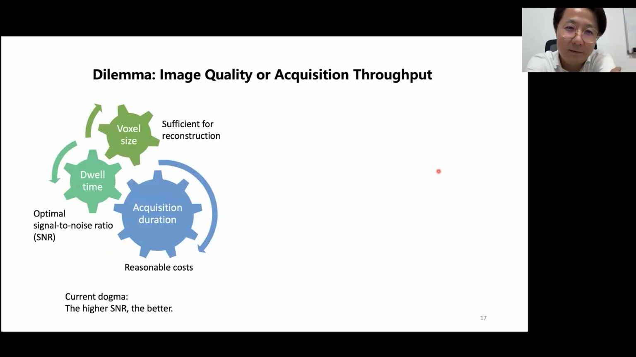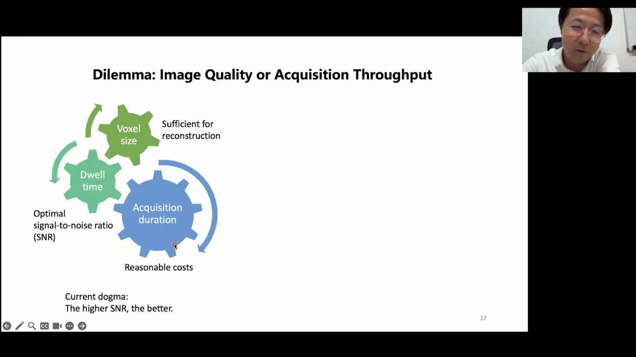Okay, the second dilemma you might think about is when you plan a VEM acquisition. You need to think about what's the sufficient voxel size you need to use for reconstruction. I think for neuron reconstruction, it's like 15 or even 10 nanometers. And then you need to think about what's the optimal signal-to-noise ratio you need on each image, and also this sums up to the reasonable cost.